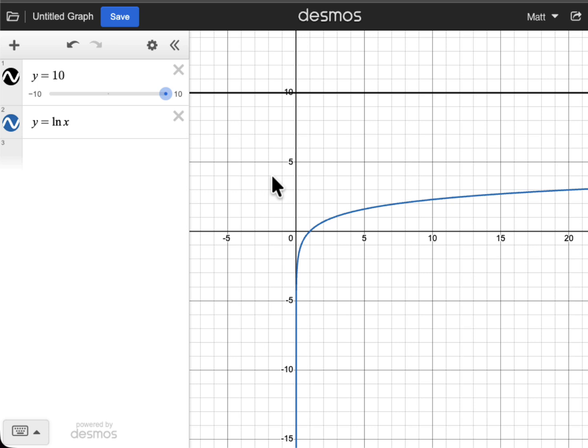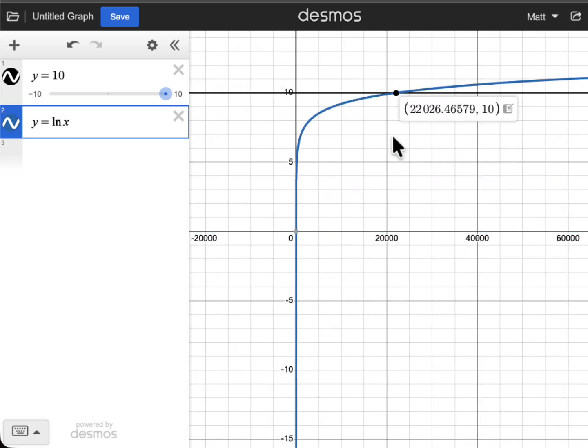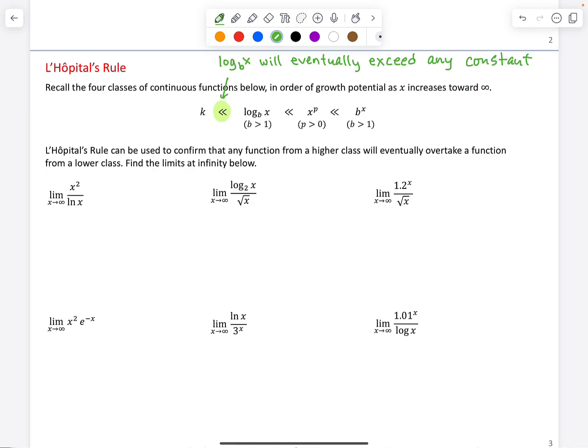For example, in technology, suppose I have a constant 10 and then a log base e or natural log of x. Currently, the constant exceeds the logarithm. But if you go far enough out to the right, in fact, around 22,000 units to the right, we see that the logarithm eventually overtook and became greater than the constant. The word I like to use for this symbol, I like to phrase it this way, that logs dominate or overtake constants.